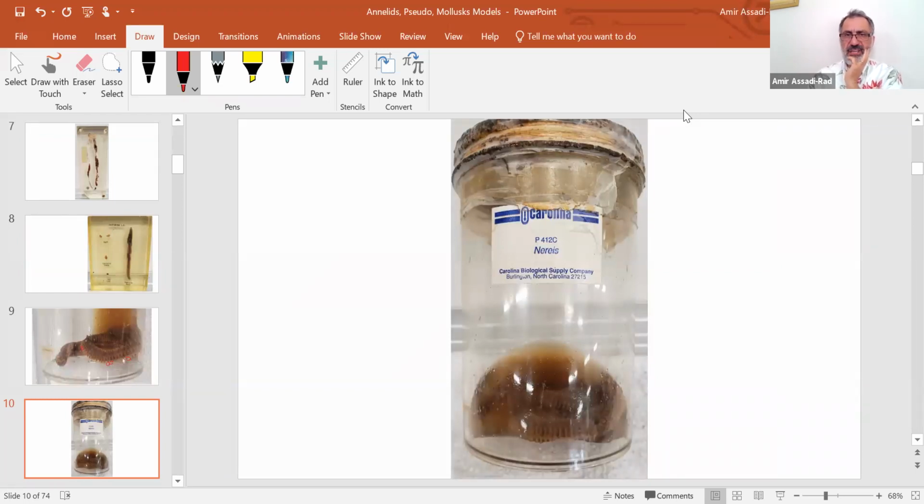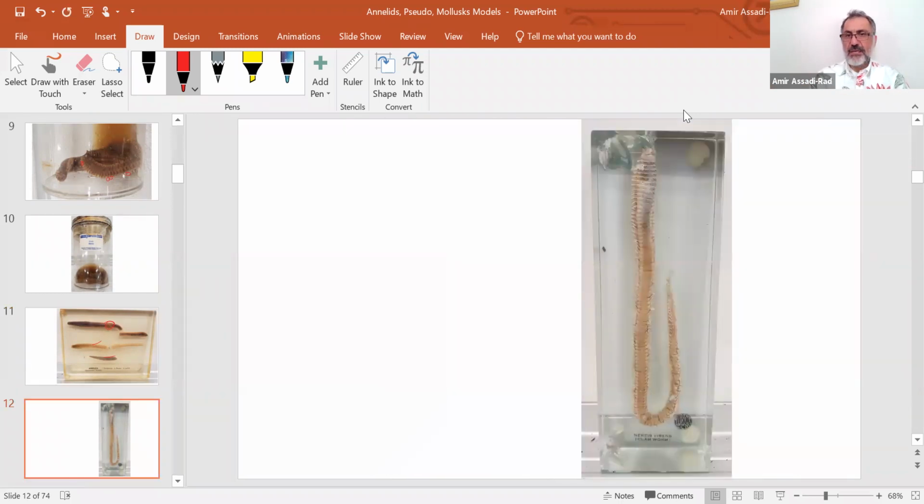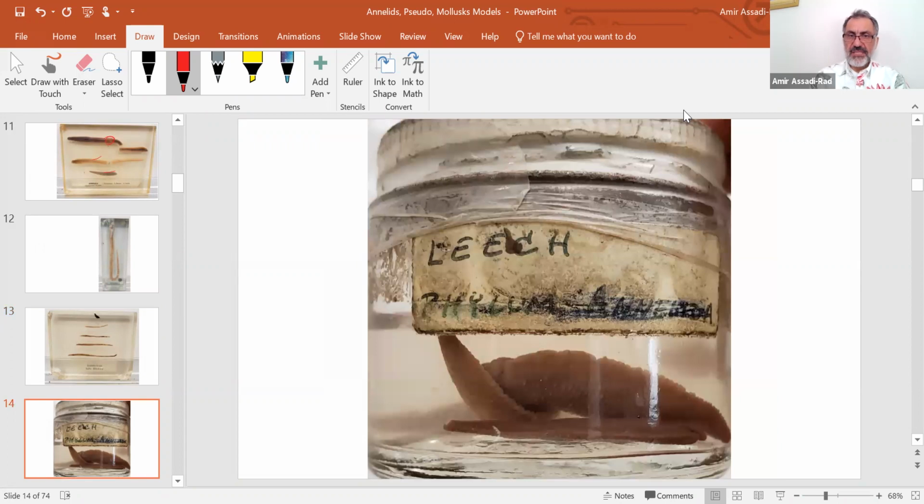Okay, Nereis virens, again, not a good specimen, but you have the earthworm, right? That would be Parapodium, Nereis virens, and then this is a leech. The 3 famous species of this phylum. Again, Nereis virens. Different stages of earthworm. This is a leech.